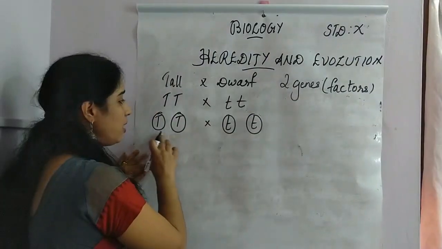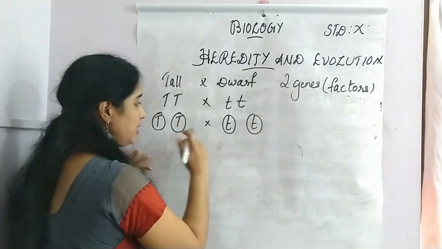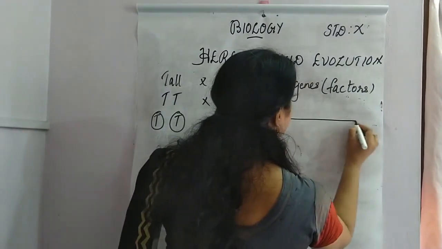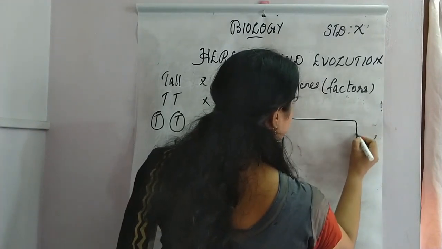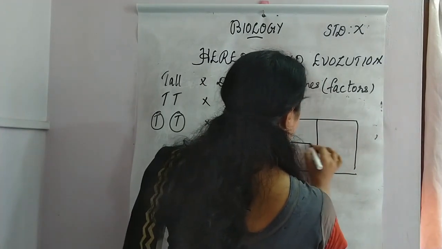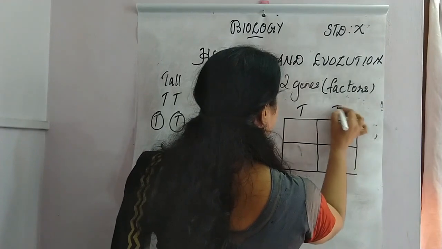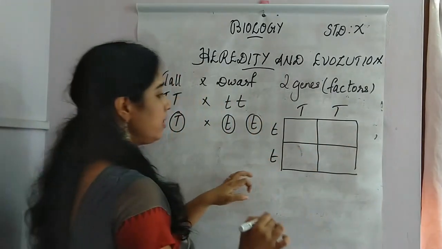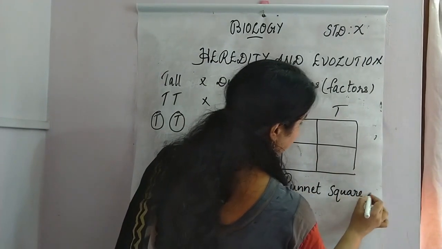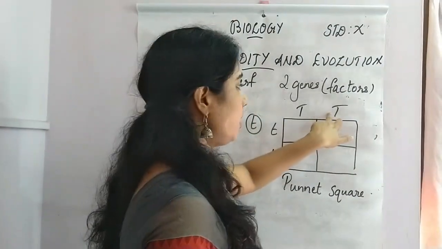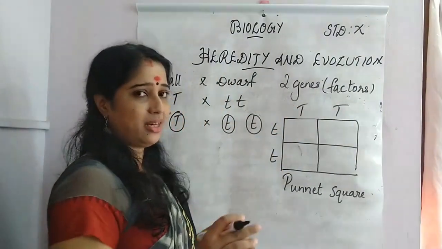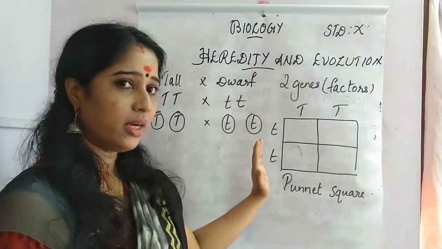So here we can separate it. TT. Here also, TT. Then what happens? You can just write here in the form of a square representation. Father, TT, mother, TT. This square is known as the Punnett square. So here the paternal is written on the top and maternal, or mother's, is written on the left side.